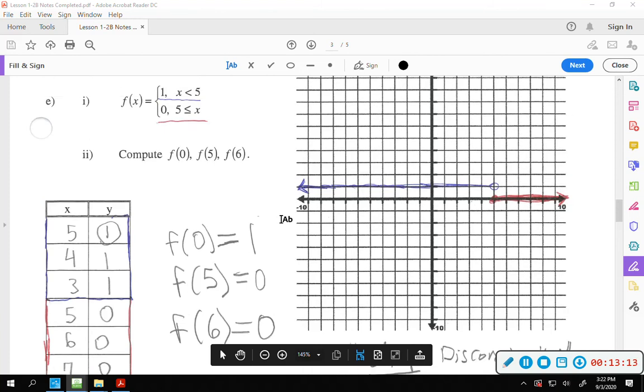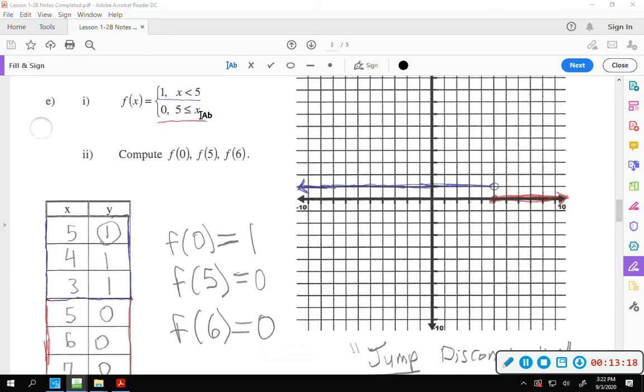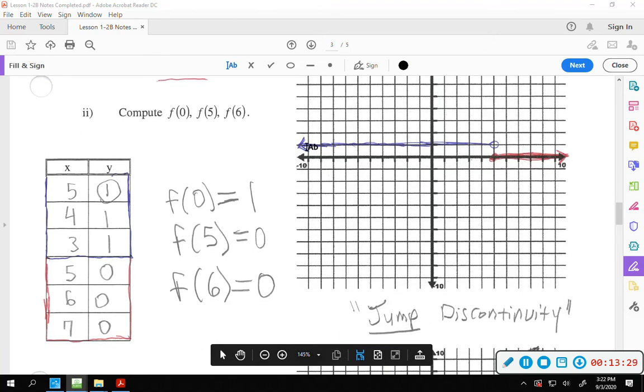On this particular problem, there is no domain restriction, right? It's defined everywhere. It is defined when x equals 5. It's defined to be 0. That's why this is a solid dot. That is an open dot. But it is still a jump discontinuity. This graph is cruising along here at 1 until it hits x equals 5. It has an open circle because it's not defined to be 1 at x equals 5. And then it jumps down to 0, and it's always 0 thereafter. It's a jump discontinuity.